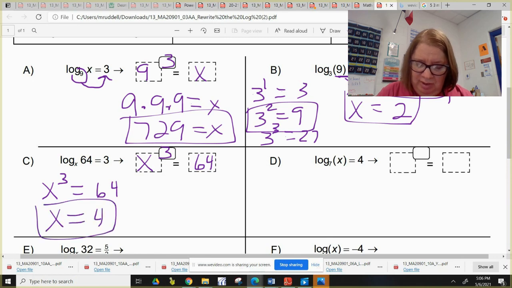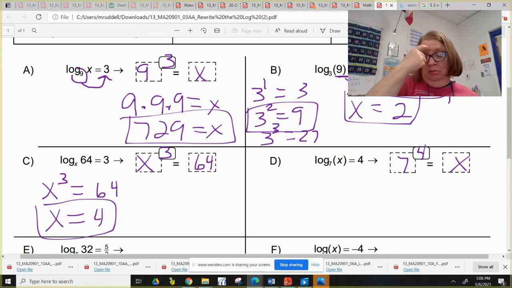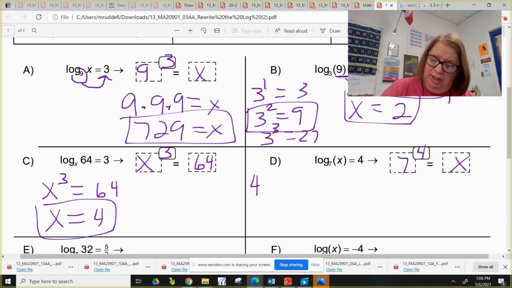X is 4. Okay, for letter D, the base is 7. The exponent is 4. And the base, or the number here, is x. So I need 7 to the fourth power. And 7 times 7 is 49. 49 times 7 is 343.